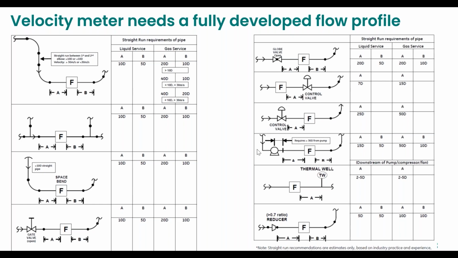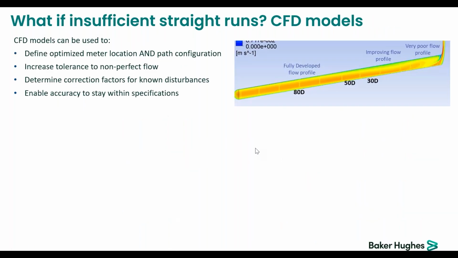I don't want to go over all of those because there's a number, but sometimes when there's no other option than installing with limited straight runs, and depending on the expected performance accuracy-wise, we can run some computational fluid dynamics and mimic the installation from the isometric drawings that we are provided.